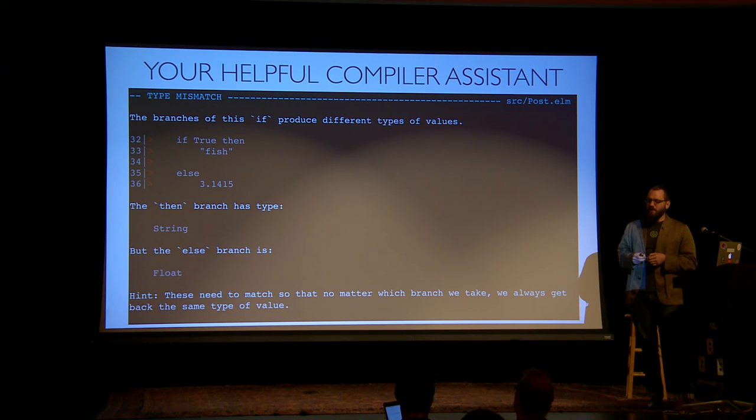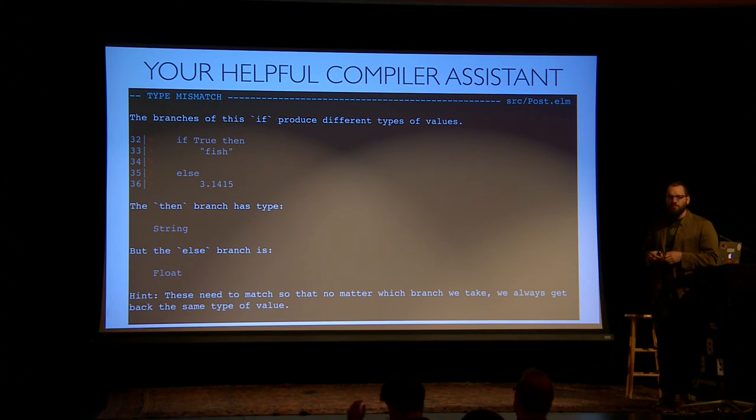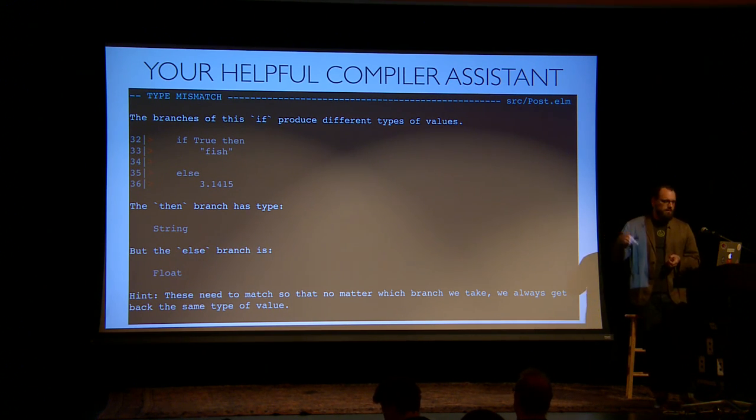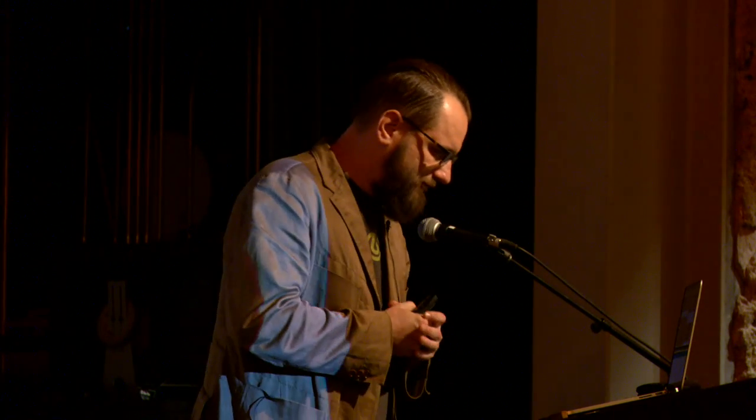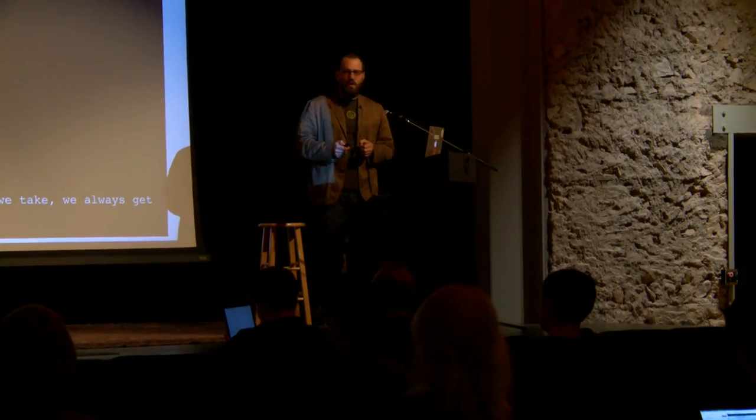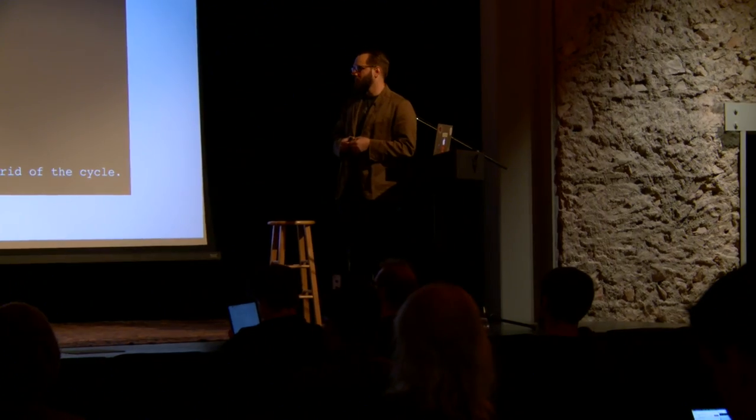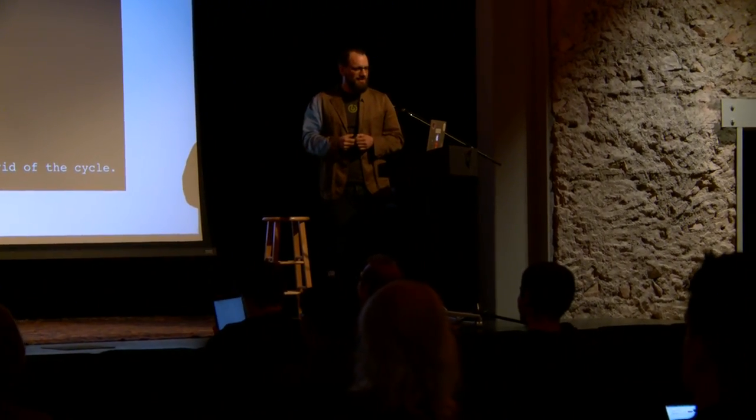So this if-then-else statement returns a string at the top and a number at the bottom. And it very nicely tells you you have a string at the top, you have a float at the bottom, and then it gives you a hint. These need to match so that no matter what branch we take, we always get back the same type of value. That's a very good hint. Thank you. It also works for circular dependencies. It draws an ASCII graph of your circular dependencies.